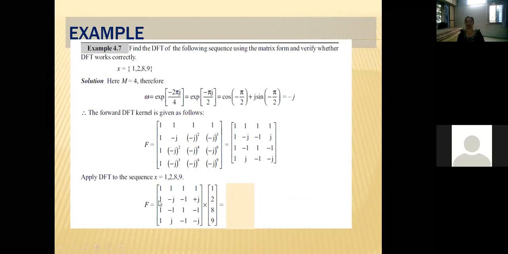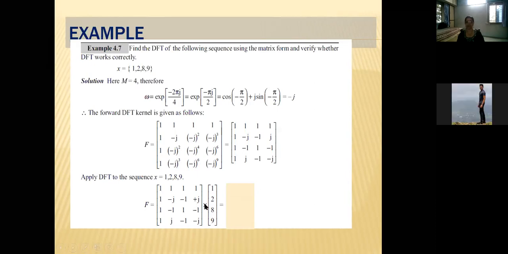For the second element, multiply the second row again with the same column. That is your input sequence: 1 into 1 plus minus j into 2 plus minus 1 into 8 plus j into 9. This is your second coefficient of the Fourier transform. That becomes 1 plus 8, 1 minus 8, that is minus 7, and minus 2j plus 9j, that is plus 7j. So your second answer is minus 7 plus 7j.